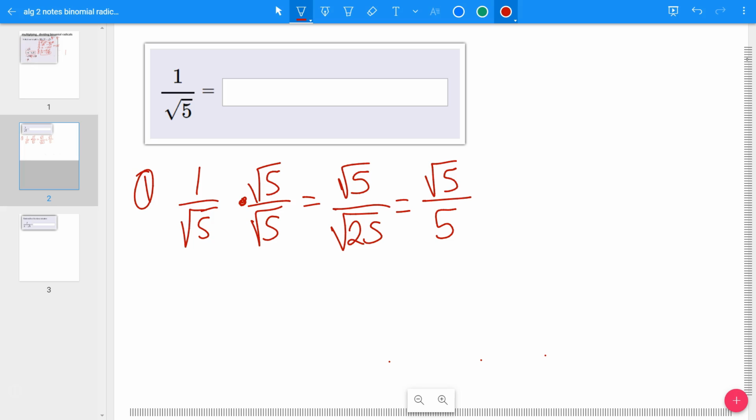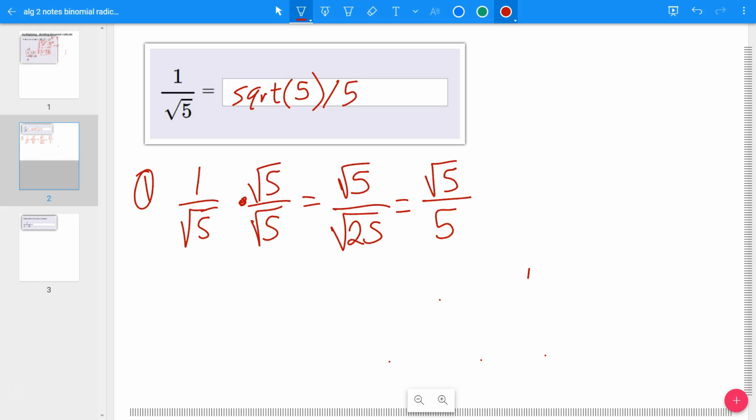If you're in my class, the box expects you to input the answer this way. SQRT, that's short for square root. The number within parentheses, slash, and then 5. SQRT 5 slash 5. Make sure you put the parentheses around the 5 after the SQRT. So that looks as shown.